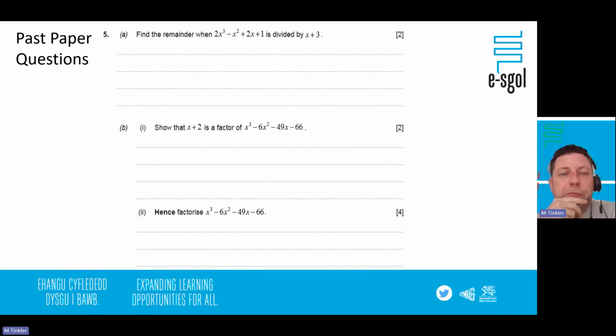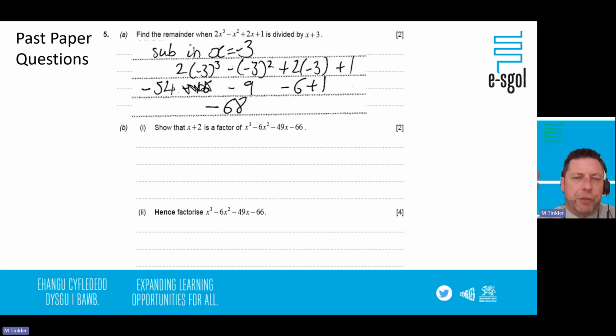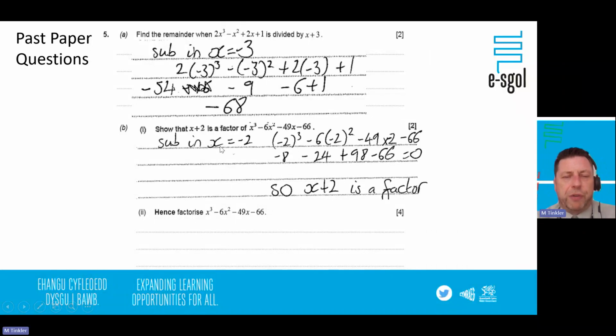The next question. Now this one does start with a 2x cubed for the remainder, but not the factorizing bit. It's back to just ordinary x cubed. Okay, so substitute in minus 3. You get minus 68. The next one, you're going to substitute in minus 2. And it's got to give you 0. So I'm just rushing through those two because that's the same format all the time.